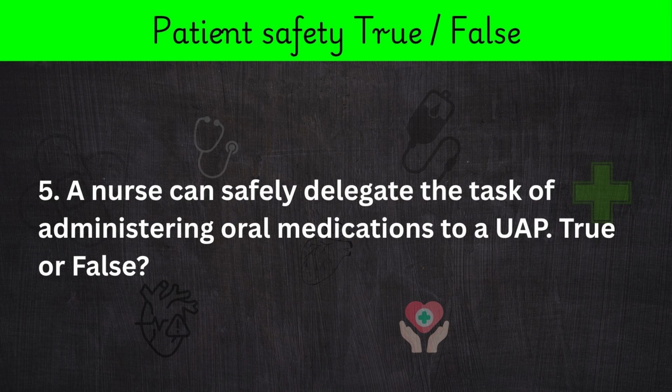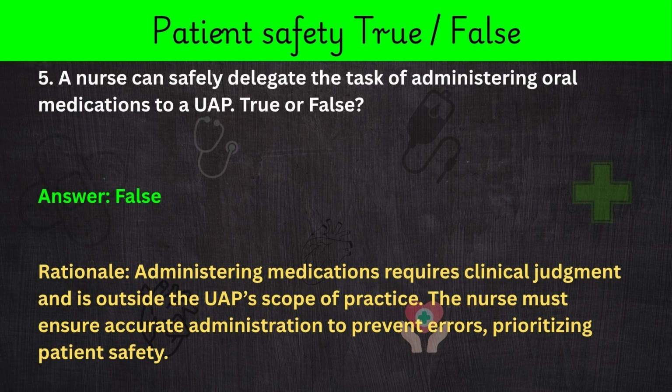5. A nurse can safely delegate the task of administering oral medications to a UAP. True or false? Answer: false. Rationale: Administering medications requires clinical judgment and is outside the UAP scope of practice. The nurse must ensure accurate administration to prevent errors, prioritizing patient safety.